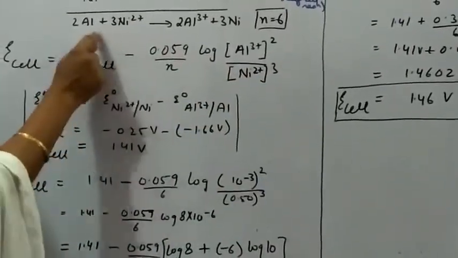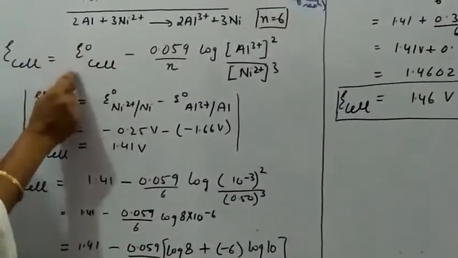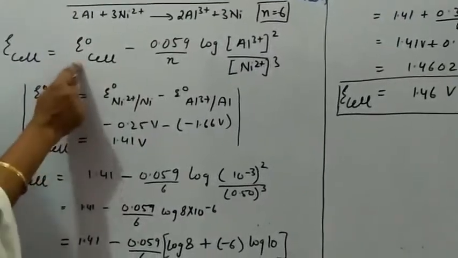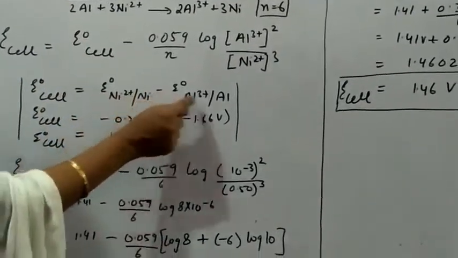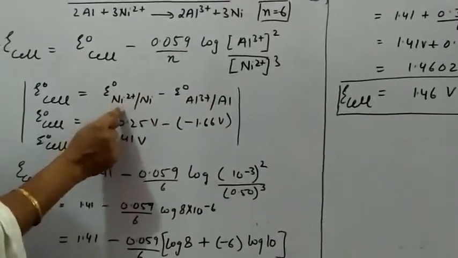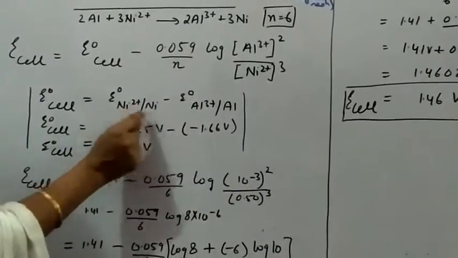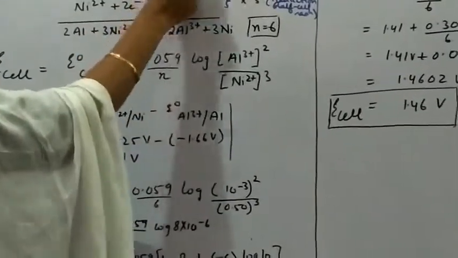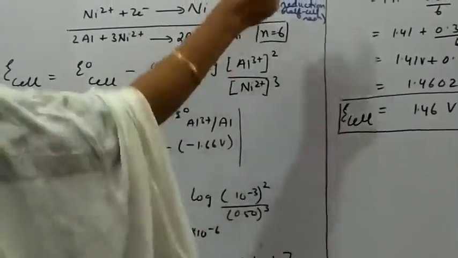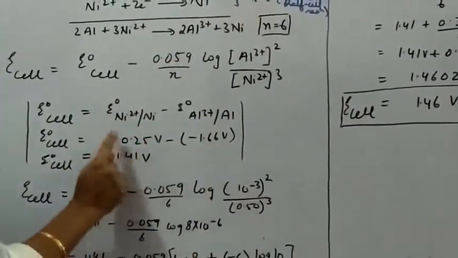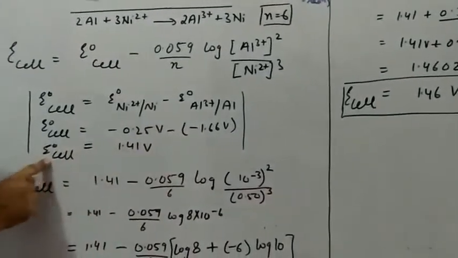Now for this we have to find out the E naught cell. You can do it earlier and you can do it later also. So E naught cell equals E naught reduced minus E naught oxidized. That is the electrode potential for the reduction one, and this is for the oxidation. So Ni2 positive, how much electrode potential is given? Minus 0.25 volt. We put here, minus aluminum ion, it is minus 1.66 volt. So on solving we get 1.41 volt. This is the standard EMF of the cell.